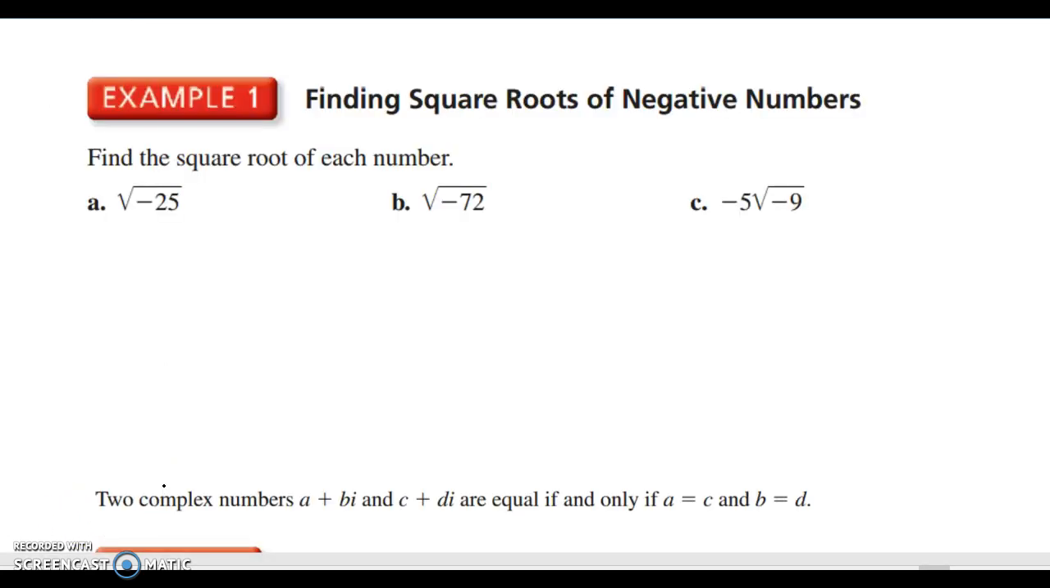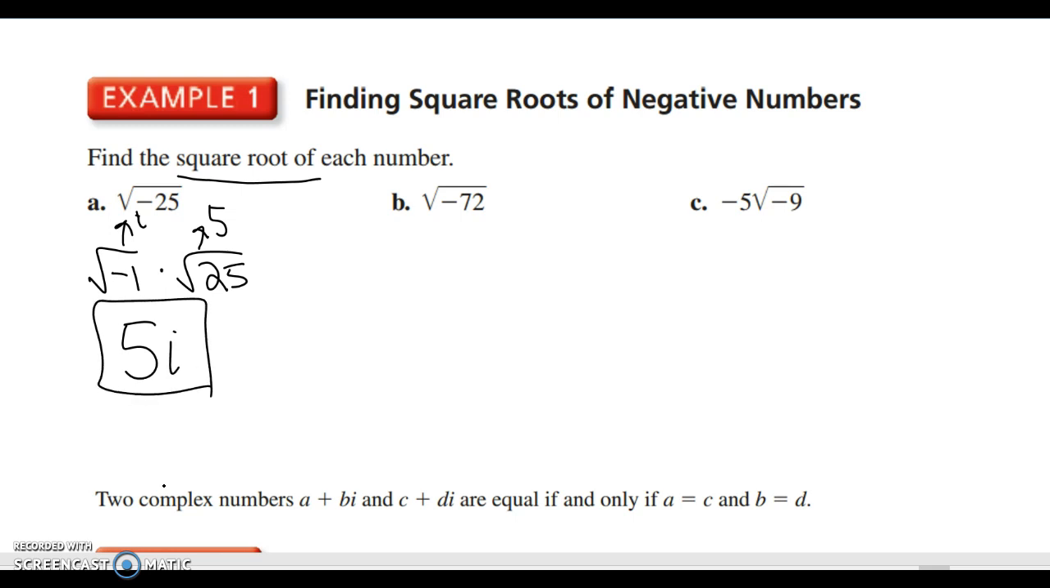Go to example 1 in your notes packet, and we're going to find the square root of each of these numbers. So we know that the square root of negative 25 can be broken down into the square root of negative 1 times the square root of 25. And we know the square root of negative 1 is i. So this little guy here is i, and this here is 5. So I can write my answer like 5i. It's kind of like i is the variable x, but it has a meaning. It's not just any number.